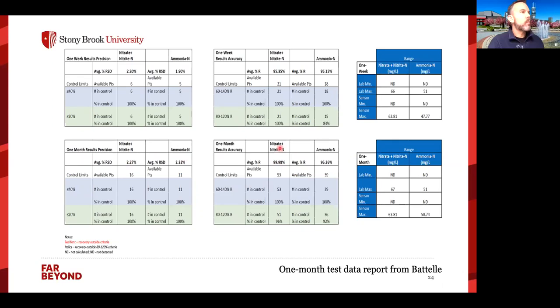For nitrate plus nitrite, it's almost 100% over a month test. And for ammonium, it's also over 95%. So 96% of the readings are in the ideal range, less than 20%. And 100% are in the control range, which is plus minus 40% error, for both nitrate and ammonium.